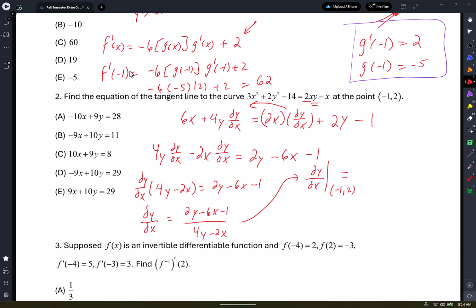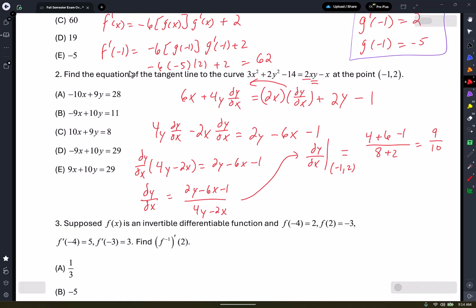So I'm just going to plug in. So it says y there. What's 2 times 2? 4. And then -6 times -1, +6, minus 1, all over 4 times 2, 8, and then -2 times -1, plus 2. So let's see. 4 plus 6 is 10. Minus 1 is 9. 8 plus 2 is 10. So there is my slope. And now all you do is point-slope formula. So here it is. y minus 2 equals 9/10 (x plus 1).